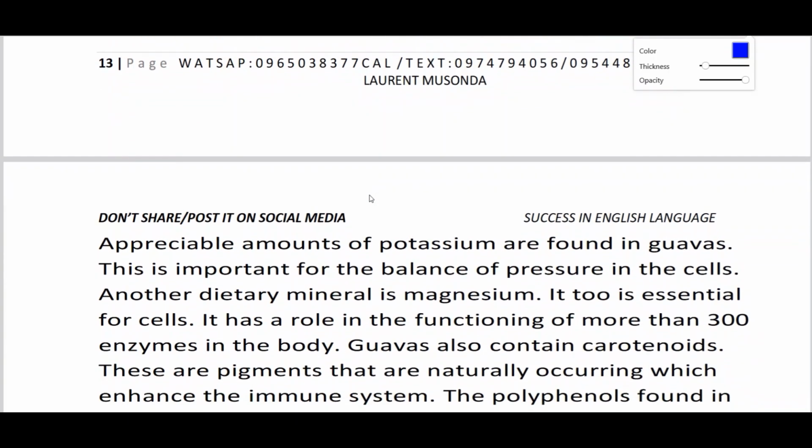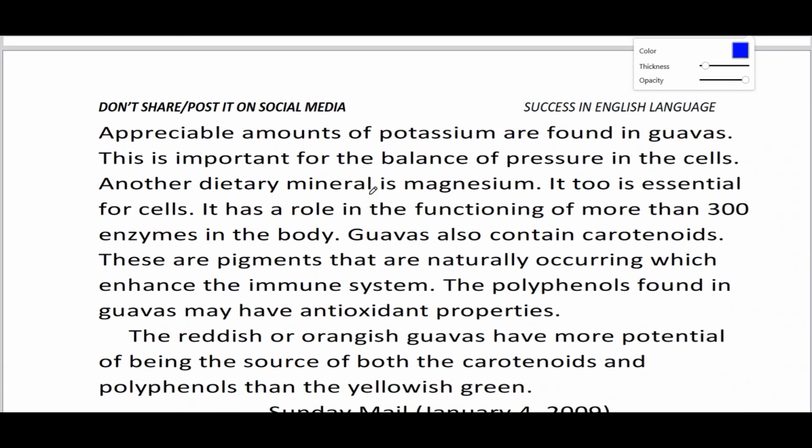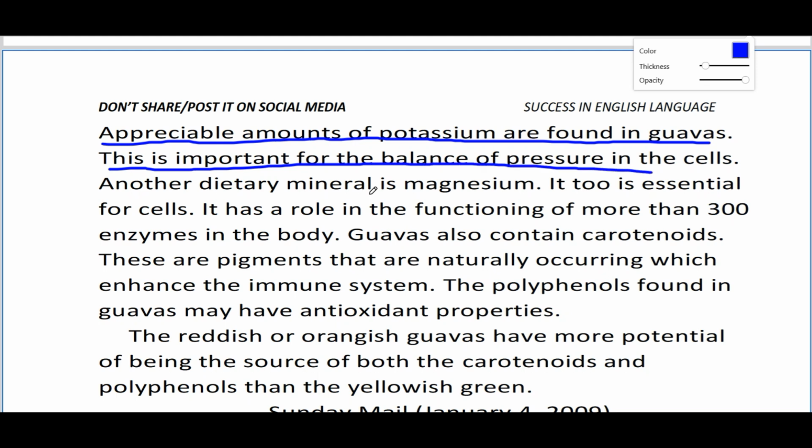Now let's look at the importance. Appreciable amounts of potassium are found in guavas. This is important for the balance of pressure in the cells. So we can see another point here. So the importance of the minerals, we are told, is to balance the pressure in the cells. Another dietary mineral is magnesium. So in guavas, we are expected to get magnesium. It too is essential for cells. It has a role in the functioning of more than 300 enzymes. So this is another point.